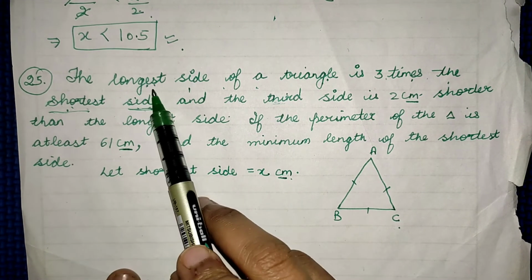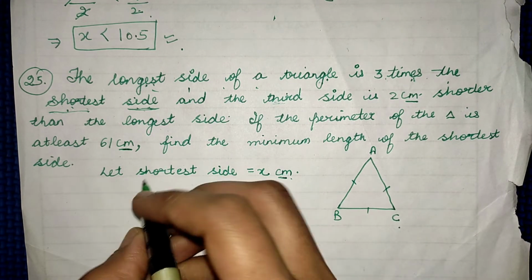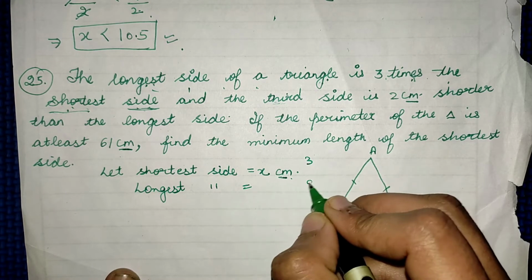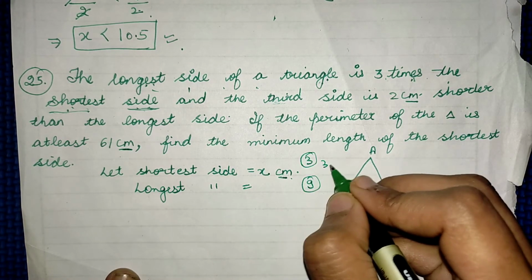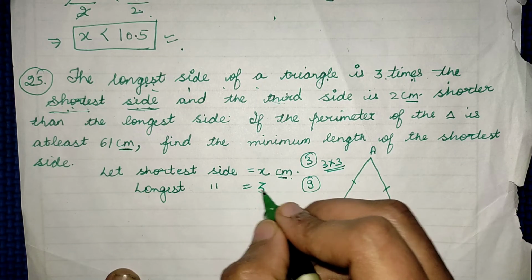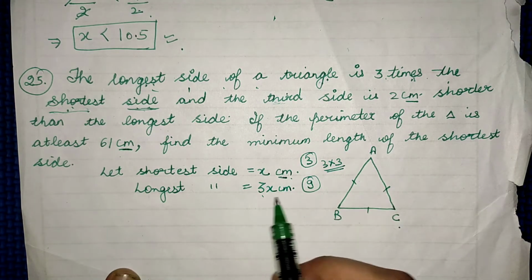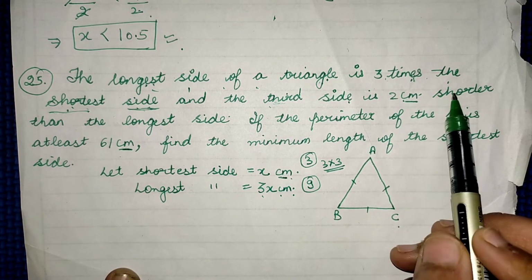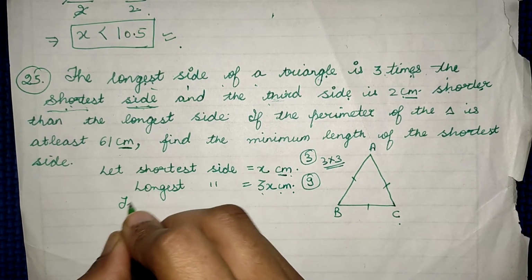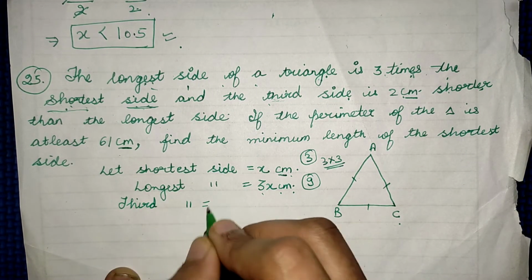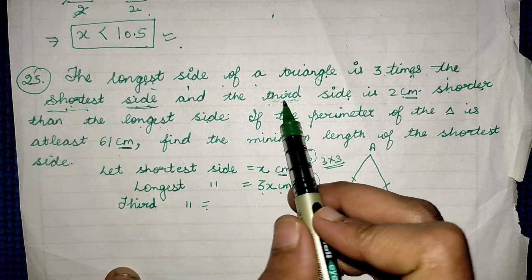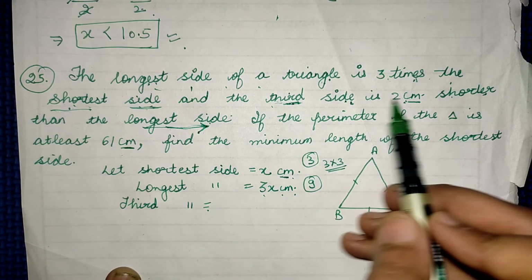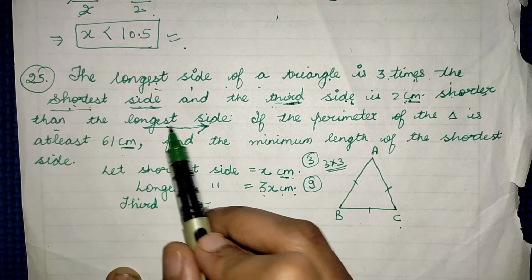What does the question say now? The longest side of the triangle is 3 times. 3 times means if my shortest side is 3 centimeter, then the longest will be 3 into 3. So I can say that the longest side is equal to 3x centimeter and the third side is 2 centimeter. So what is the relation of the third side with respect to the longest side? The third side is 2 centimeter shorter than the longest side.